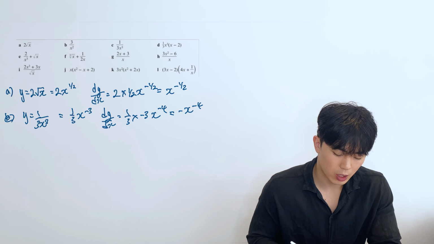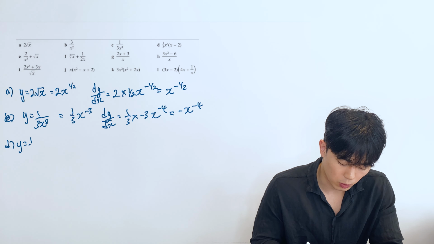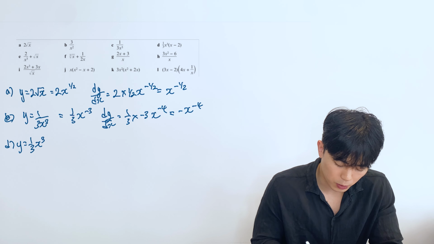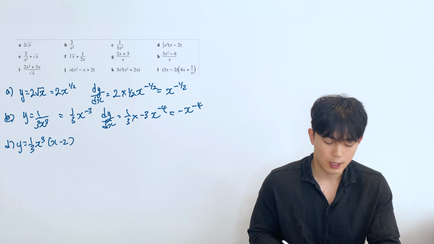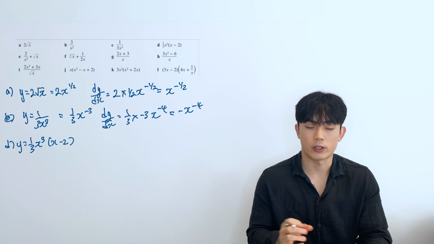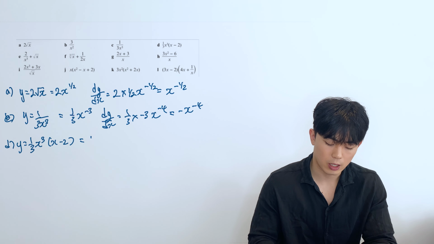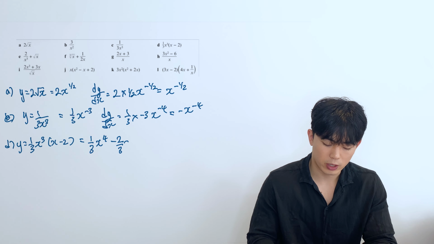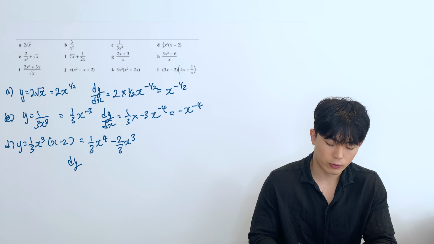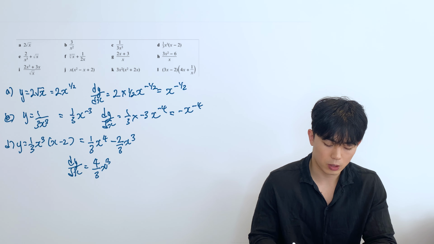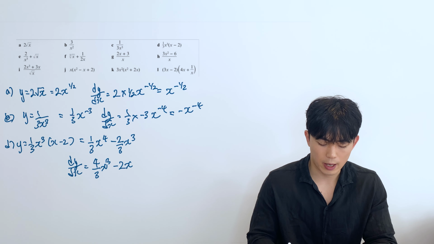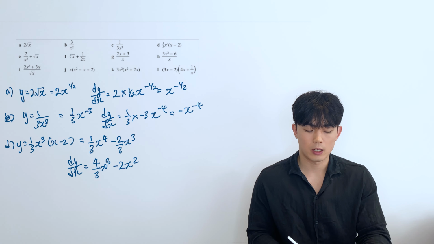We can even deal with stuff like d, where we have y is 1 over 3x cubed times x minus 2. As you can see, we have two functions multiplied to each other. So what we need to do now is to expand the brackets first before differentiating. So this would be 1 over 3x to the power of 4 minus 2 over 3x cubed. And now I can differentiate each one separately. So this would be 4 over 3x cubed minus 2x squared, like this.